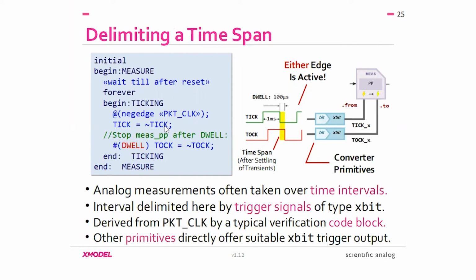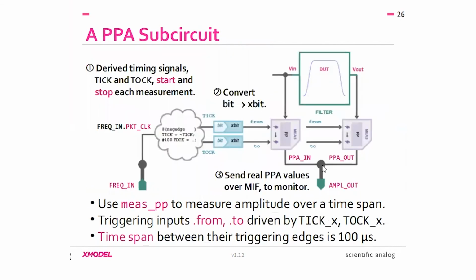These are ordinary bit signals, so we have to convert them to X-bit using these converter primitives, giving us tickX and talkX to feed into the primitive. Some primitives in XModel do directly offer X-bit triggers.